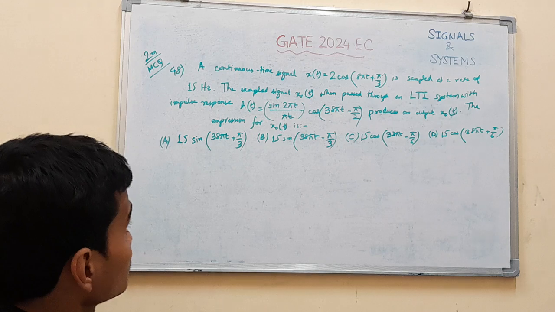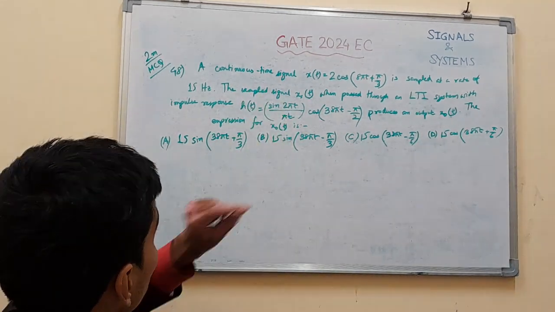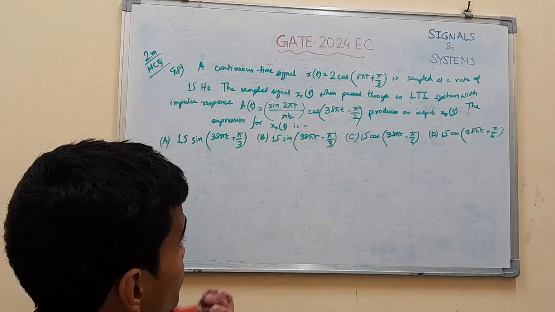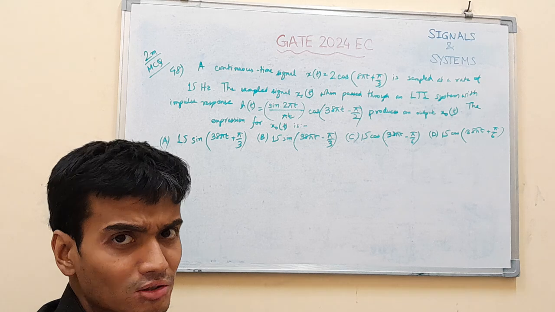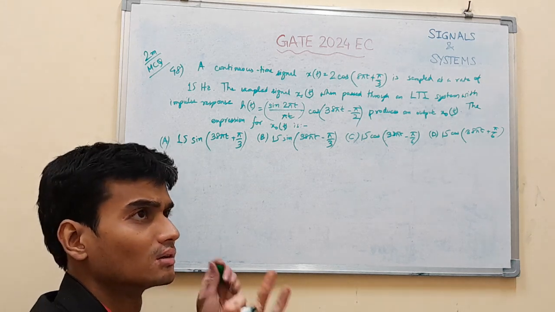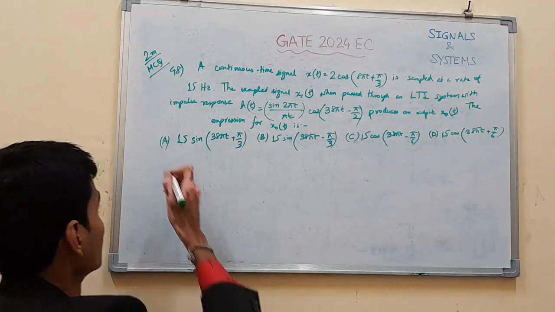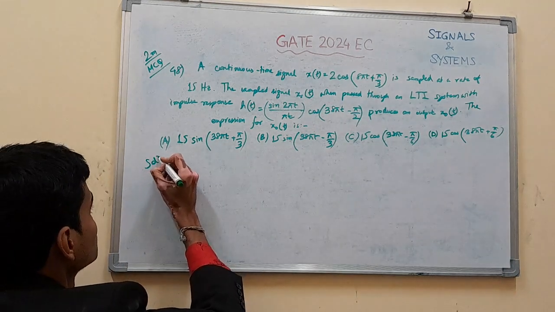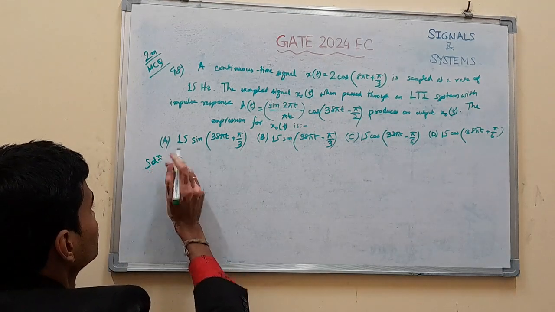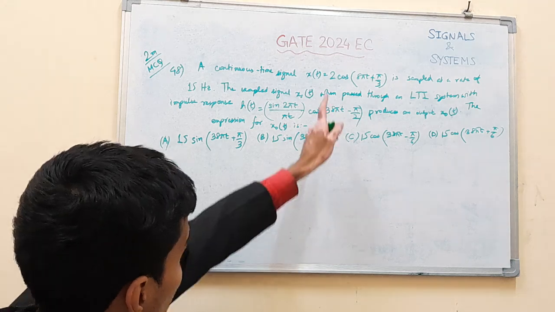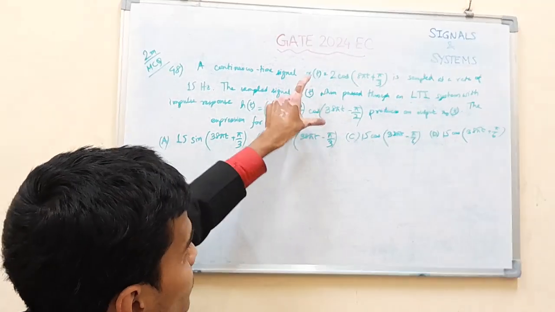A control system signal is sampled at a certain rate, frequency given, and the impulse response of the system is given. We need to find the output basically. So it is convolution in the time domain or multiplication in the frequency domain. Let's move to the solution. Let's find the Fourier transform of both the signals, so that you can multiply them directly.